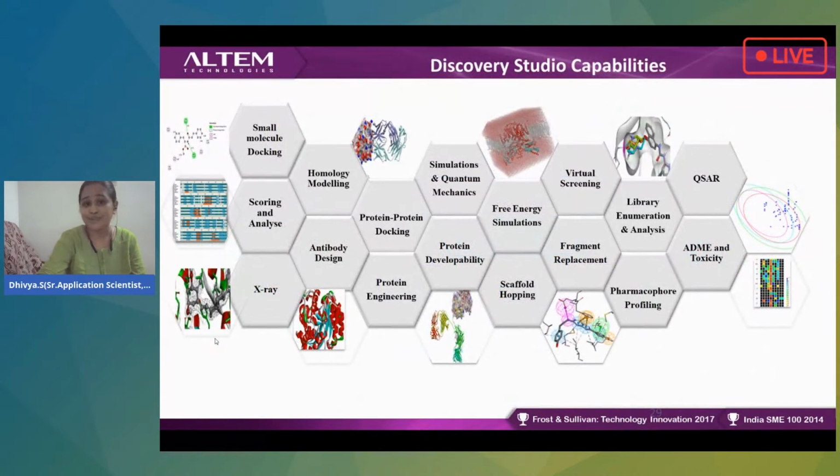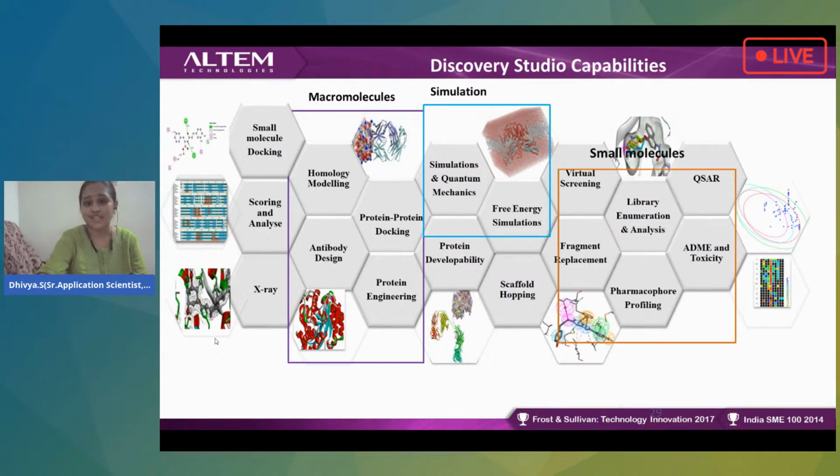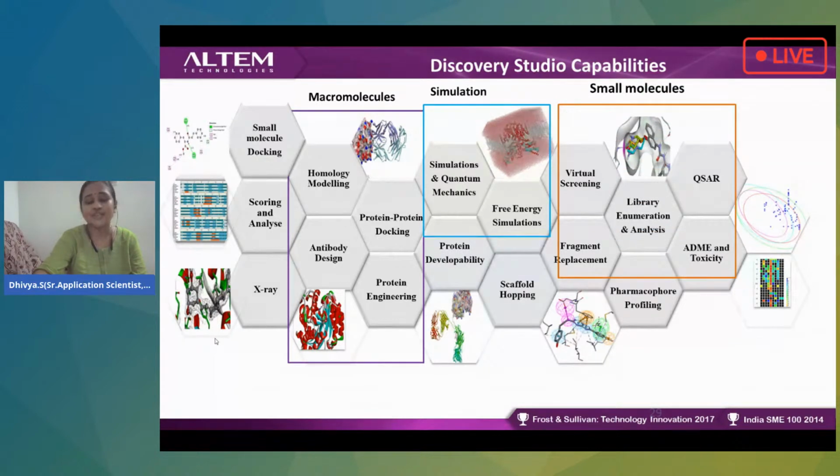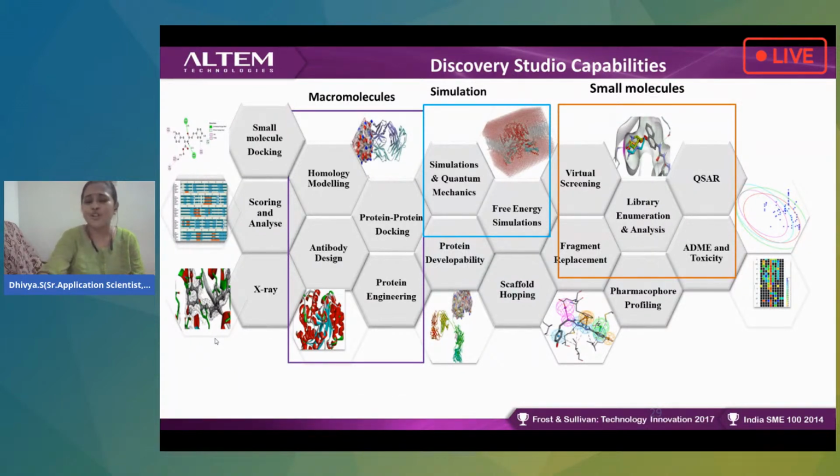So, what are the other capabilities of Discovery Studio? Discovery Studio has the capability of doing all these functions in a single platform, right from macromolecules to small molecules. You can do simulations, free energy perturbation, virtual screening, library enumeration using scaffold hopping technology or reaction-based technology, QSAR, 3D QSAR technology, ADMET screening, pharmacophore profiling, and moreover interaction pharmacophore generation. All these things in one platform solution.